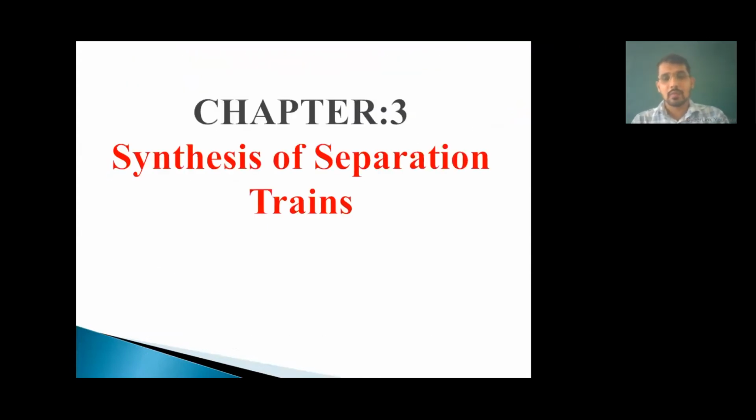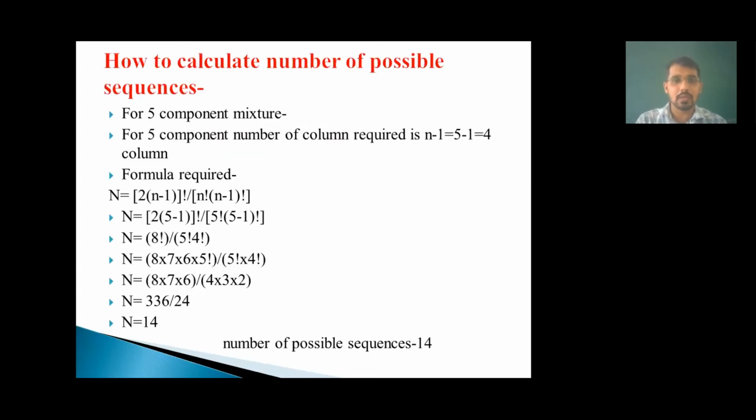In the last lecture we saw the marginal vapor rate method to calculate the best sequence of distillation columns. Before that we saw the rules for sequencing, meaning heuristics for sequencing of distillation columns, and we also saw the calculation of possible sequences. In this lecture we will see another numerical on calculating the number of possible sequences for a distillation column, this time for a 5 component mixture.